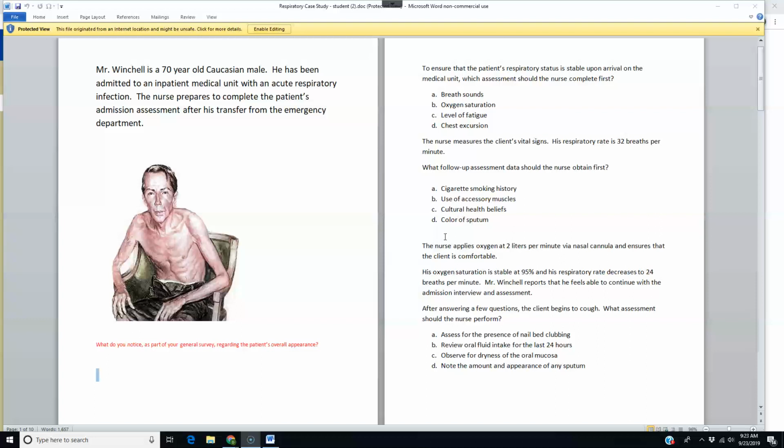So what follow-up assessment data should the nurse obtain first? One thing that we look at is the use of accessory muscles, because normally when we're not in any distress, we're not using our accessory muscles to breathe. But in this case, this gentleman is, because think about all the muscles, this even says this in your book, that are used for some patients that really need to breathe.